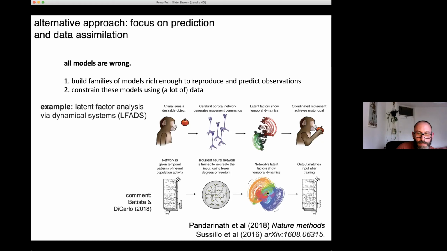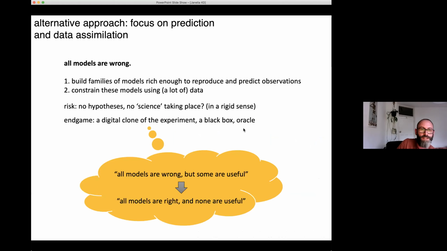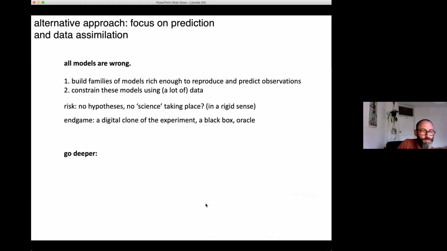So this is an example where you can actually do this, and that there are algorithms for doing this. There are potential risks. You may react and say, well, there's no hypothesis here and potentially no science taking place in the rigid sense. And the end game might be essentially a digital clone of the experiment or an oracle. So we go from a situation where all models are wrong, but perhaps some are useful, to one in which all the models are right and maybe none are useful.